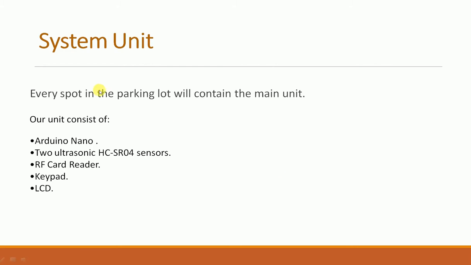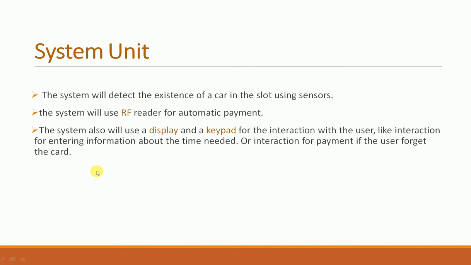System unit. Every spot in the parking lot will contain the main unit. Our unit consists of an Arduino Nano, two ultrasonic sensors, an RF card reader, a keypad, and an LCD. The system will detect the existence of a car in the slot using sensors. The system will use the RF reader for automatic payment. The system will also use a display and a keypad for interaction with the user, like entering information about the time needed, or payment if the user forgets the card.